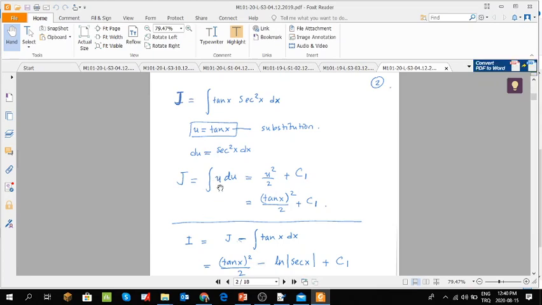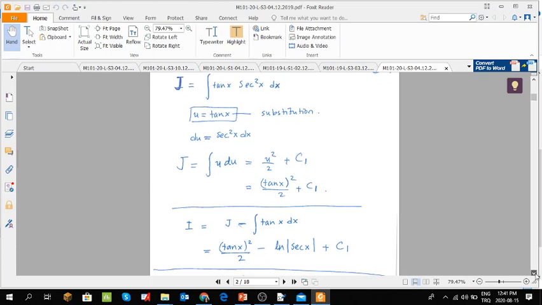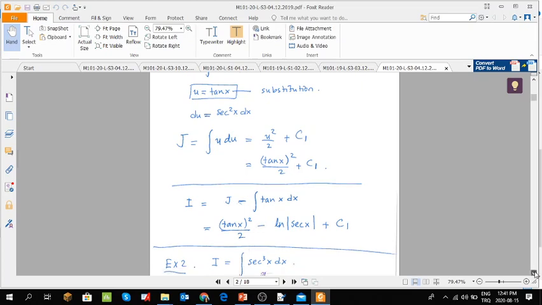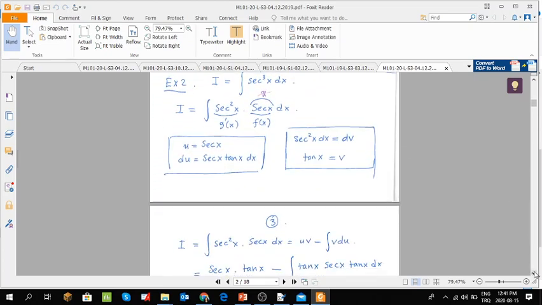J is equal to the integral of u du then, because we have u and this is du, and the integral is u squared over 2 plus c1. But what is u? u is tan x, so we put it in, and we get the answer as tan squared x over 2 plus c1. But we are interested in I is equal to J minus the integral of tan x. J we found, which is this, minus the antiderivative of this, which is ln absolute value of secant x plus c1. That is the final answer.